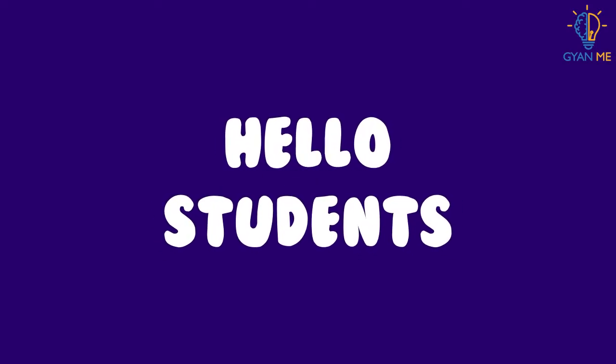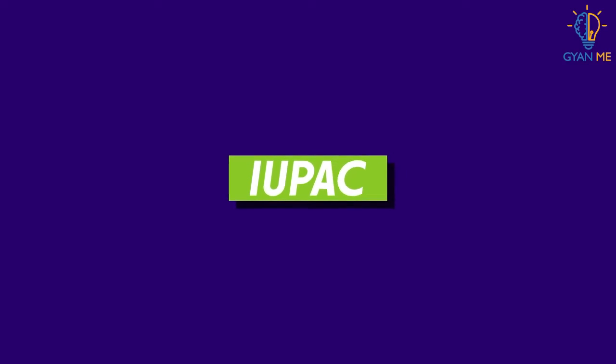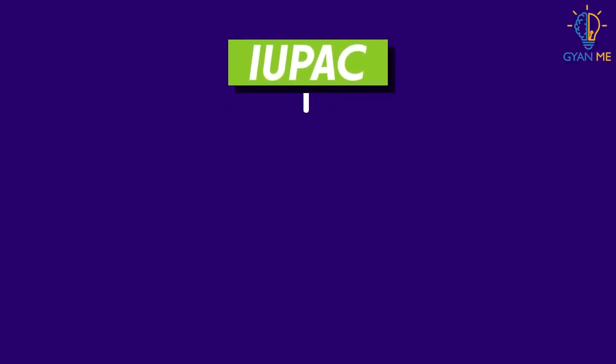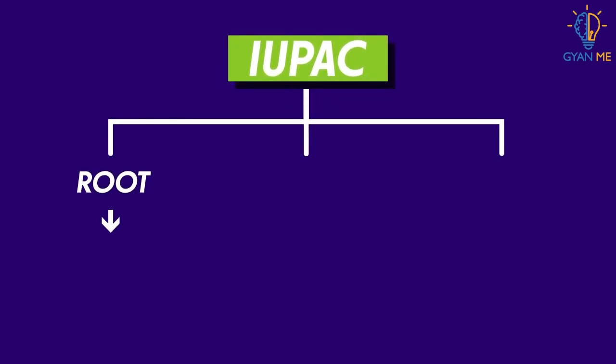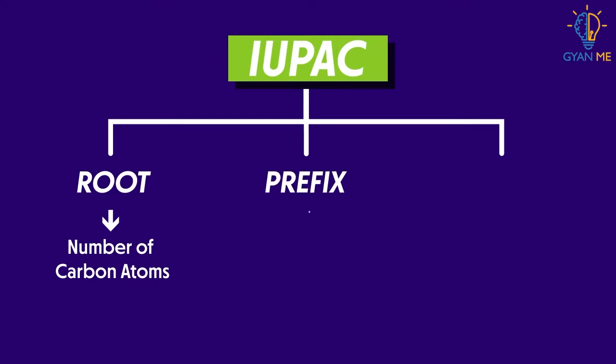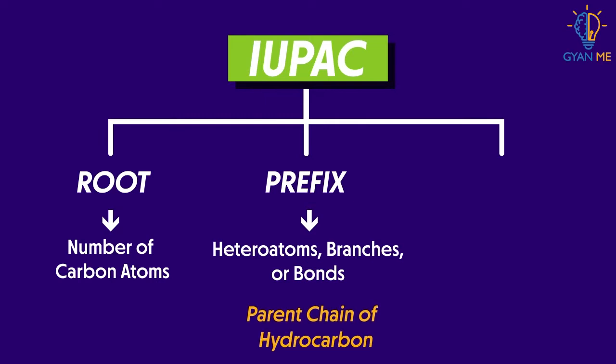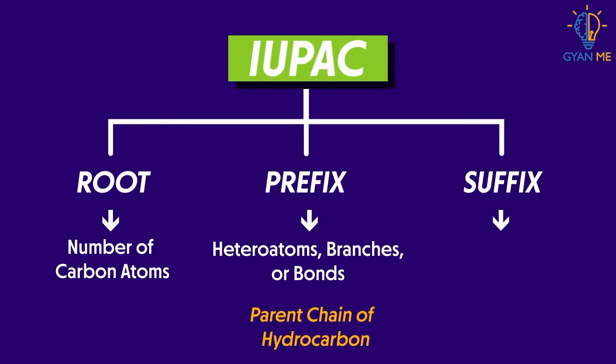Hello students! We previously learned that the IUPAC name of the carbon compound has three parts. The root, which shows the number of carbon atoms present in the parent chain. The second is the prefix, which represents the heteroatoms, branches or bonds present in the parent chain of hydrocarbon compound. And the third is the suffix, which represents the functional group attached to the chain.